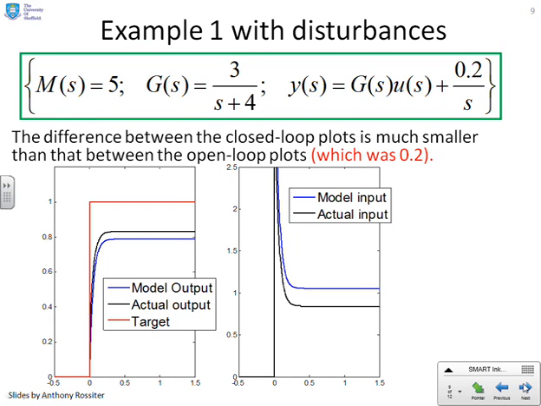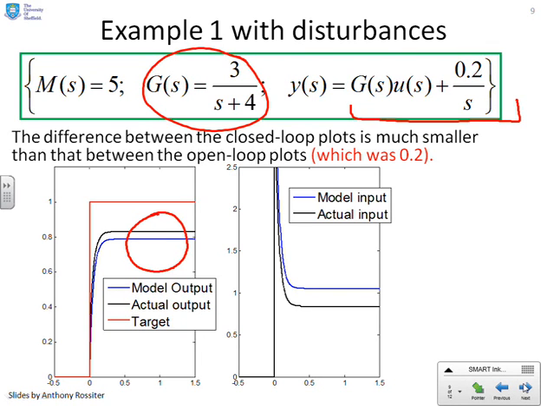Now, go back to example 1, and this time we're going to introduce the disturbance rather than a parameter uncertainty. So we've got our G again, 3 over S plus 4, but now we're going to say the output is given by GU plus 0.2 over S. So we've specified the magnitude of the disturbance to make things clear. The magnitude is 0.2.